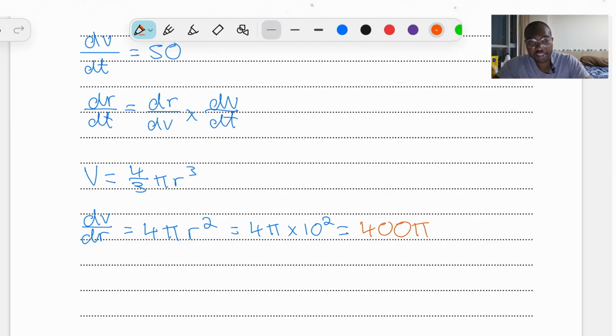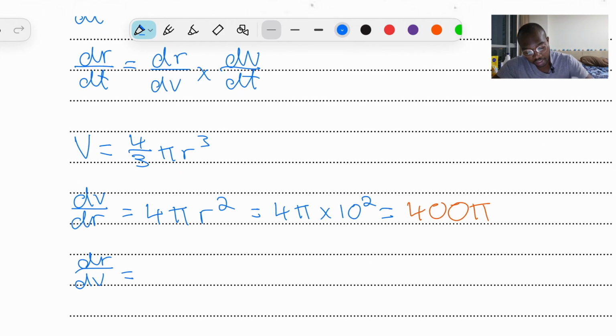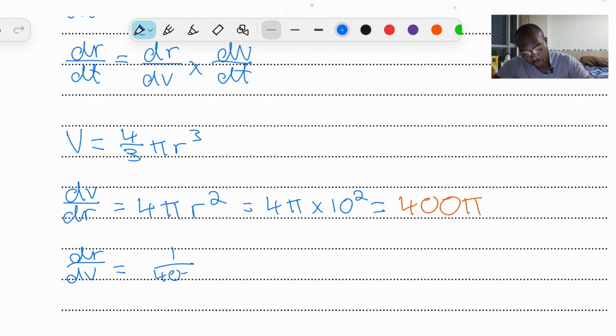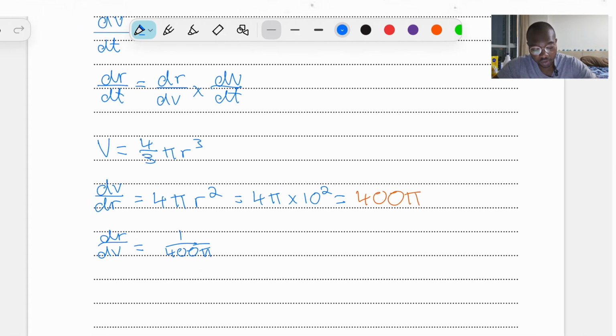So now we know that dV/dr is 400π, and we want dr/dV. So dr/dV would simply be 1 over 400π. And now we have everything we need. We know what dr/dV is. We know what dV/dt is from the question.